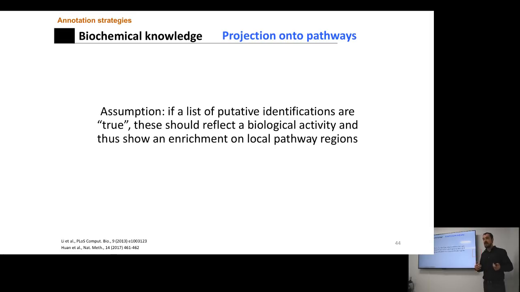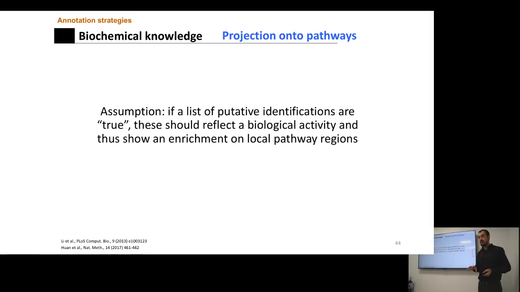And people now recognize the value of this work because it kills two birds with one stone. What it does is it gives you a putative idea of the metabolites that you have in your samples, and it also projects those metabolites into pathways, so we can have an idea of what's going on in our system at a systems level, right? It's based on one assumption, which is the following: if a list of putative identifications are true, this should reflect a biological activity, and thus show an enrichment on local pathway regions.